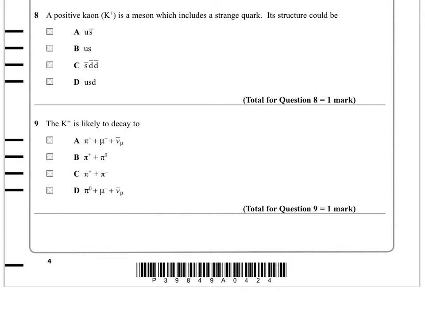Okay, question 8 then. A positive kaon or K plus meson includes a strange quark. Its structure could be one of these. Well, the first thing to remember is that mesons are quark-antiquark pairs. They always come as quark-antiquark pairs. So that sort of rules out these two because they're triplets. Secondly, this one doesn't have an antiquark. So it's important to recognize then that the only possible answer here is A. Sorry for circling B. Didn't mean to do that. Okay, so A is the only one that's quark-antiquark. So the minute they say meson, we're looking for something that's q q-bar. And there's only one that has that property.